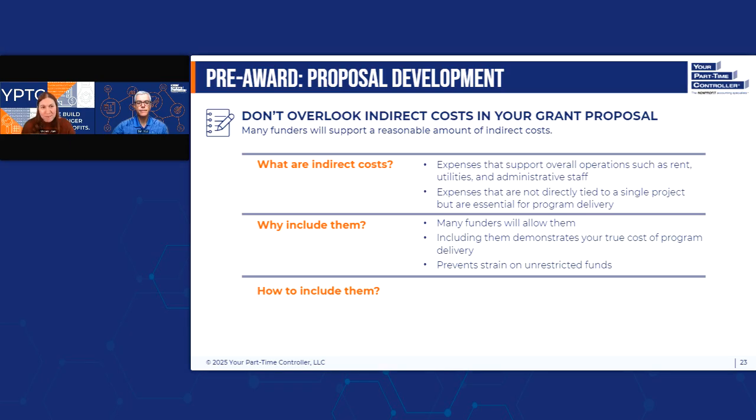And how do you include them? First, check the funder's guidelines for allowable rates. Clearly separate direct and indirect costs in your budget. And if the funder doesn't specify, justify the rate that you're using based on actual overhead expenses.